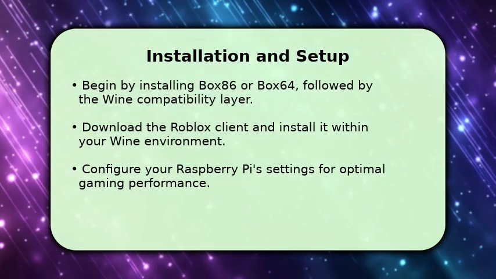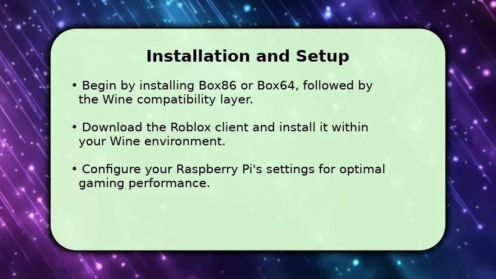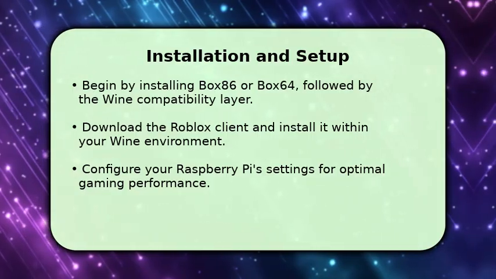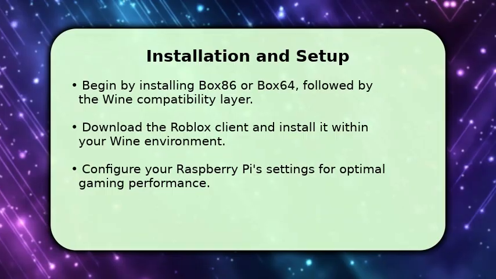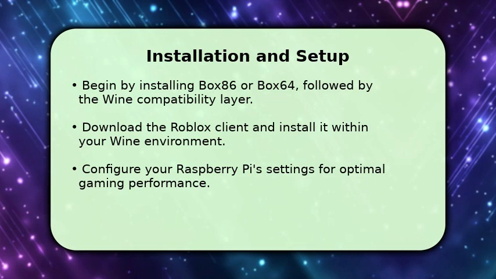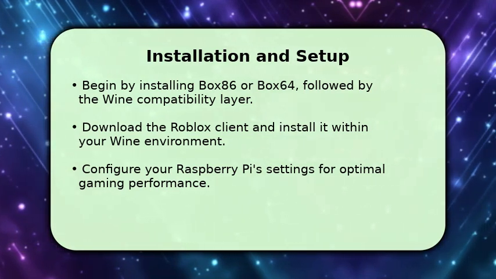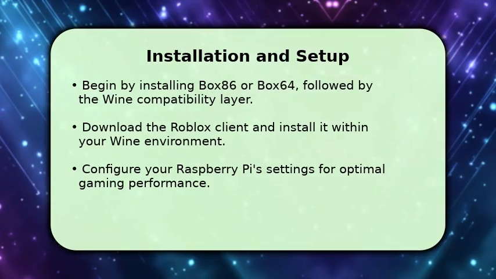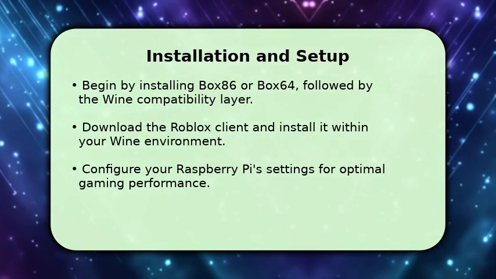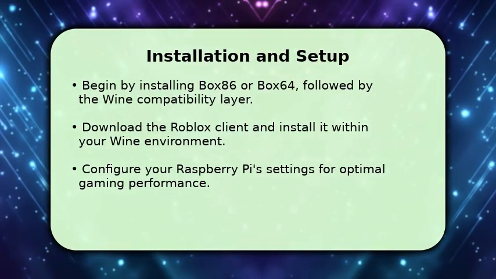The installation process involves a few distinct steps. You will first set up Box86 or Box64, which is foundational for emulation. Next, you will install Wine, creating the necessary environment for Windows applications. Finally, you will download and install the Roblox client directly into your Wine setup. Remember to adjust your Raspberry Pi's system settings to prioritize performance for gaming.